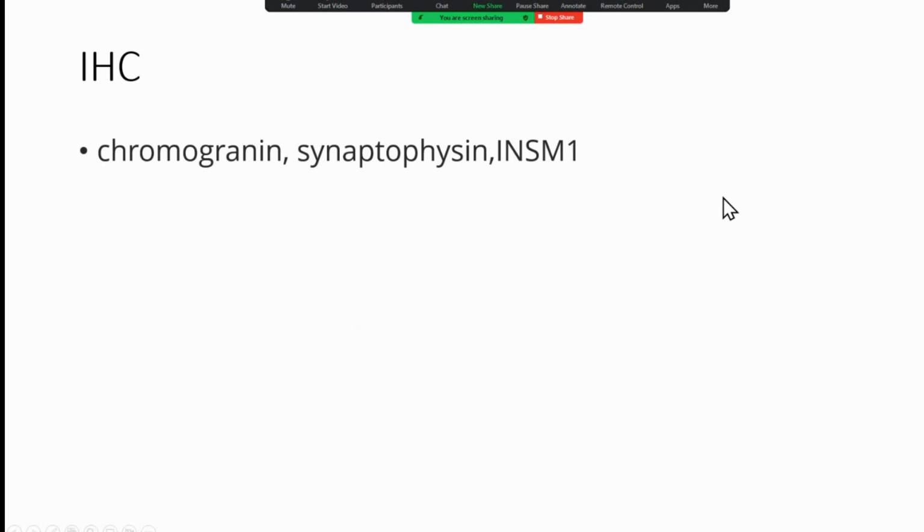Of course, for the IHC markers, we have these two functioning markers: chromogranin and synaptophysin. And then the newest one is INSM1. This is a transcription factor. From the literature, it seems INSM1 has better sensitivity than these two. But for the traditional approach, a lot of people still use maybe one of these and one of those. It just depends on your institute.